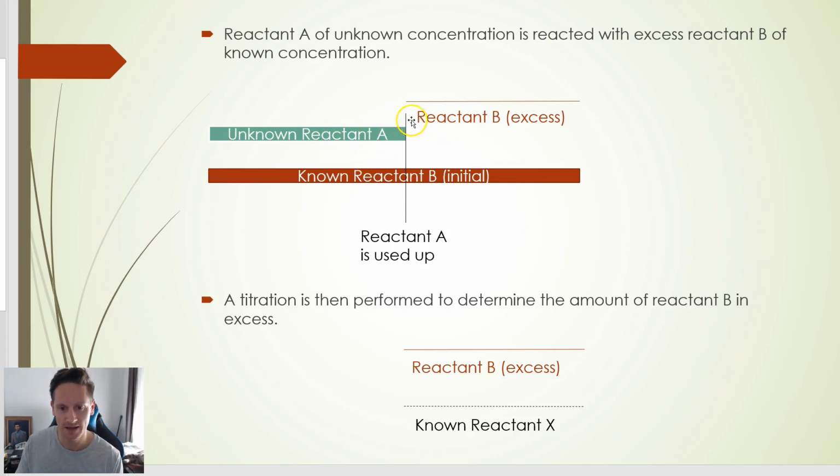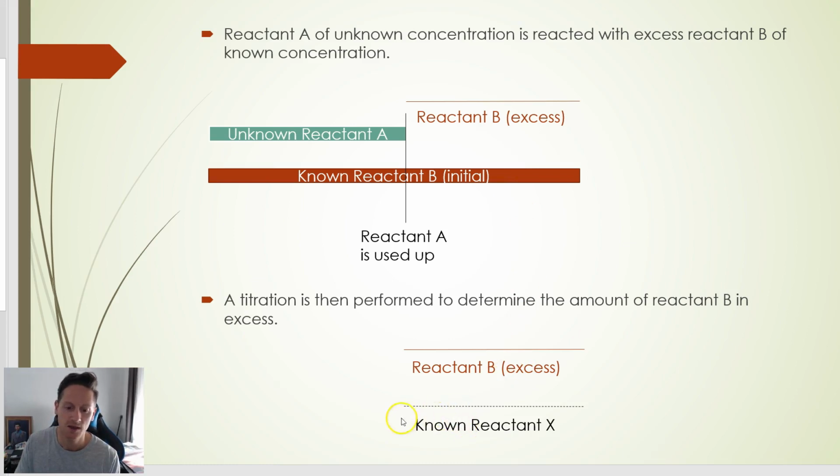And then visualizing the reaction here. You've got a certain amount of reactant A and this much of reactant B will react with it until this is being used up. And then you've got this much of reactant B that will be left over in the reaction flask. We say that that is the excess of reactant B, the more than you've used. A titration is then performed to determine the amount of reactant B in excess.